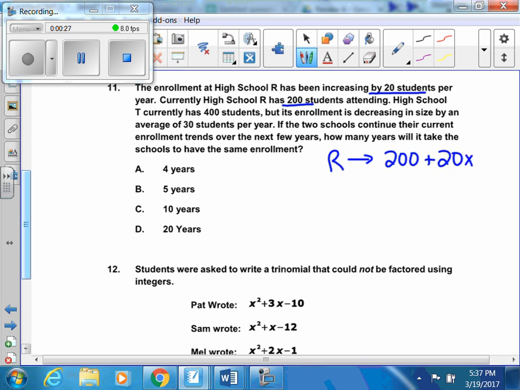So right now the high school R has 200 students, but 1 year from now, if we plug in 1 for X, we're going to have 220 students.